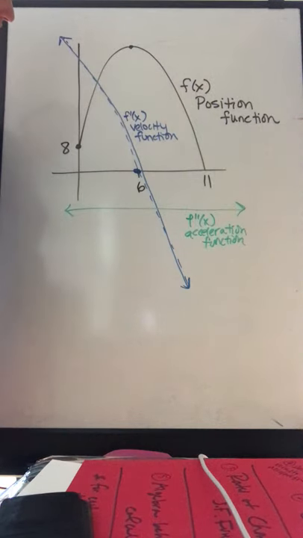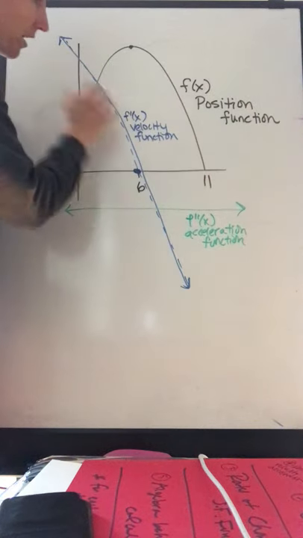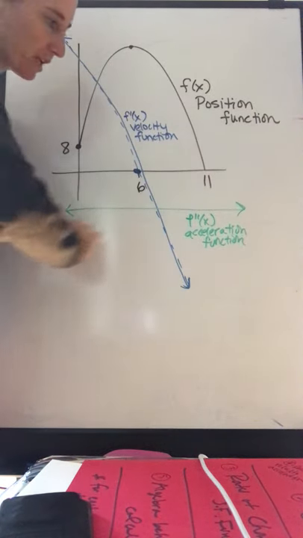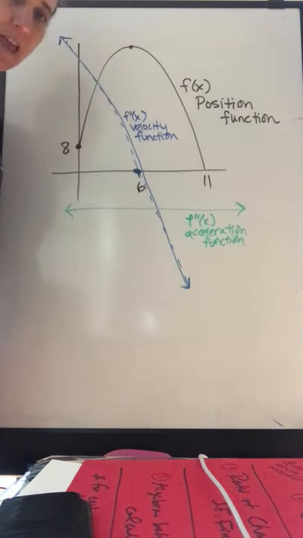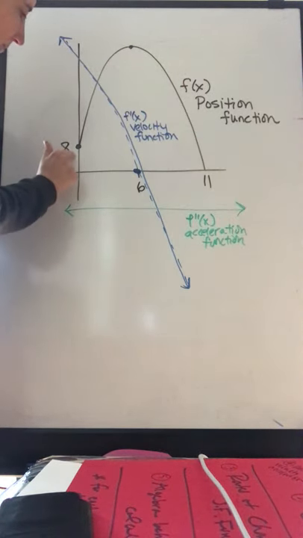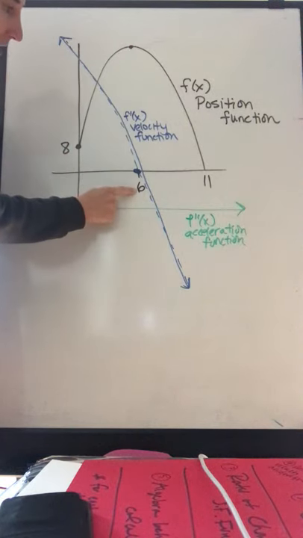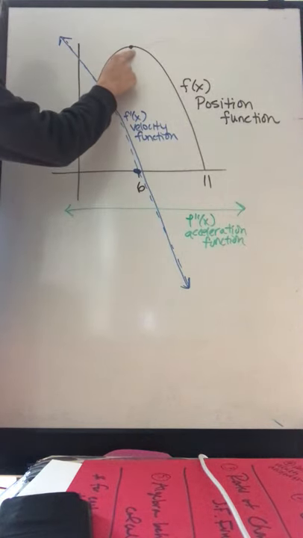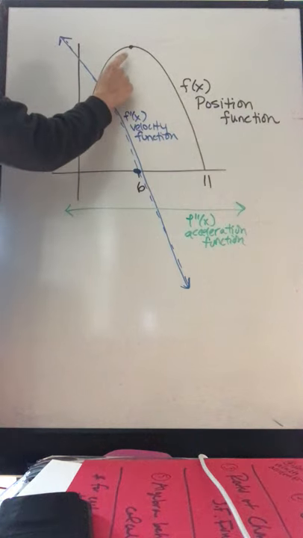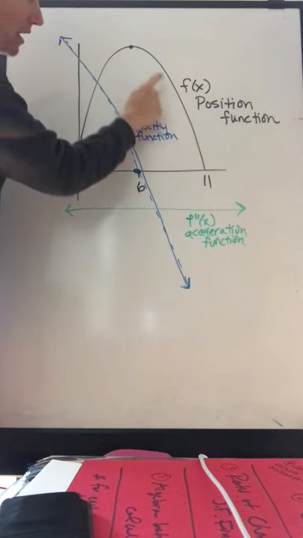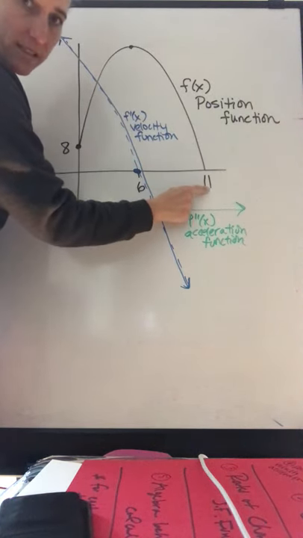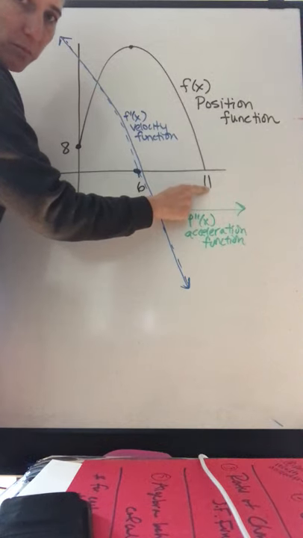So on the graph here, I have a position function in black. I've got the velocity function in blue, acceleration function in green. And I wanna talk about this ball that I threw up in the air. I was standing on a platform that was 8 feet high at 6 seconds. When I threw the ball, 6 seconds later, it hit its maximum point and then fell down. At 11 seconds, it fell into a ditch and the ball stopped.